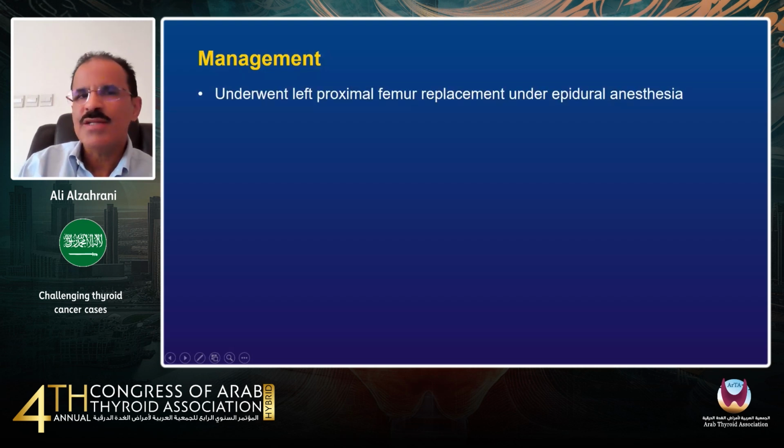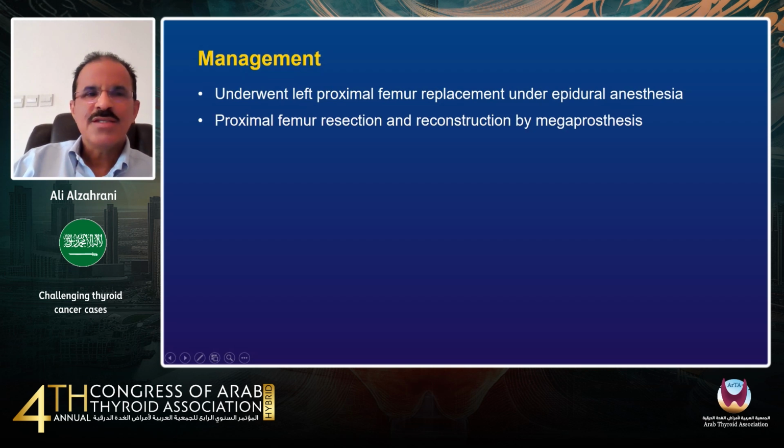She actually, as you said, she had a fracture of the hip. So it would not make sense to operate on the neck when there's an emergency in the bone. And she underwent left proximal femoral replacement under epidural anesthesia because this patient is frail and high risk for general anesthesia. This is the description of the surgery: proximal femur resection and reconstruction by mega prosthesis. She stayed in the ICU for a few days. It was uneventful, probably because we used epidural anesthesia.